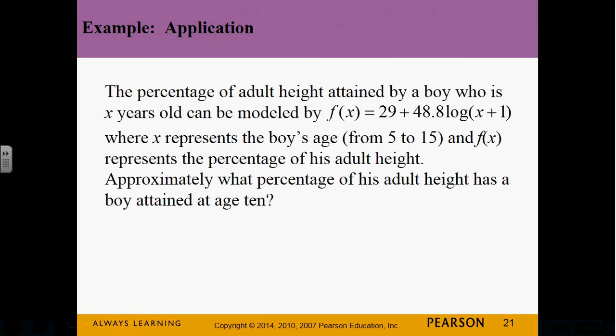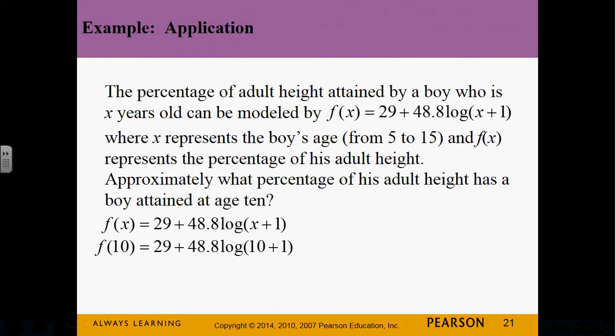So if I want to know what percentage of his adult height a boy has attained at age 10, since age is x, all I'm going to do is plug in 10 for x. Okay, so here's my original equation. I'm looking for f of 10, so I plug in x equals 10. So I get 29 plus 48.8 log of 11, right, 10 plus 1. Now at this point, it's just calculator work.